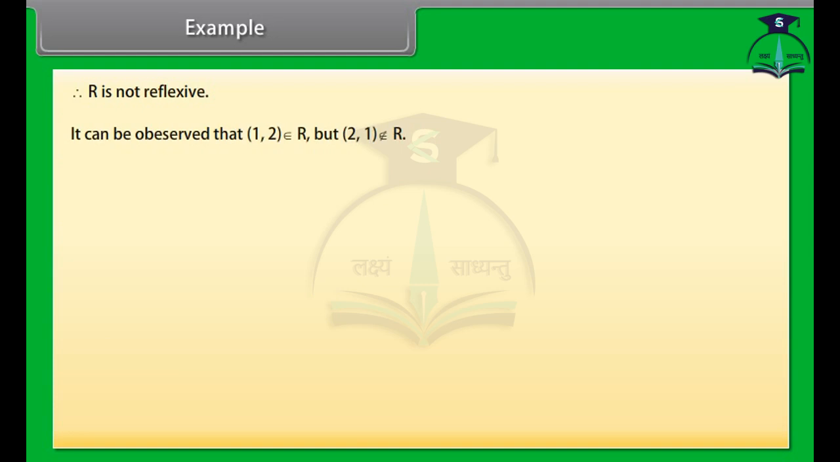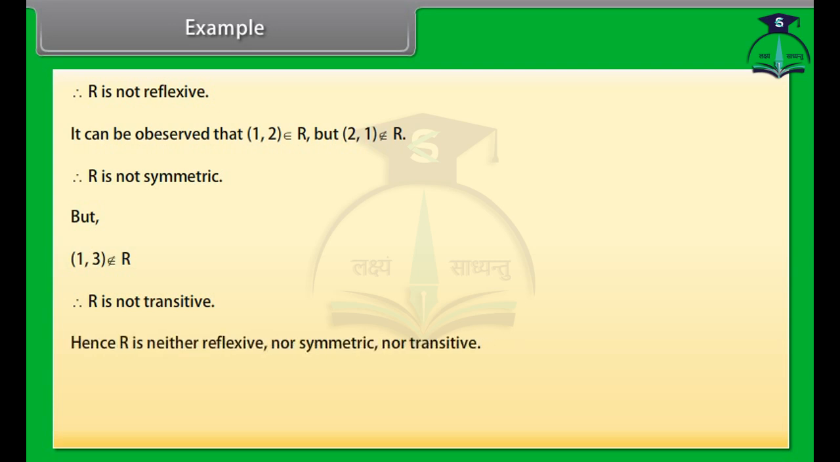It can be observed that (1, 2) belongs to R, but (2, 1) does not belong to R. Therefore, R is not symmetric. But (1, 3) does not belong to R, therefore R is not transitive. Hence, R is neither reflexive, nor symmetric, nor transitive.